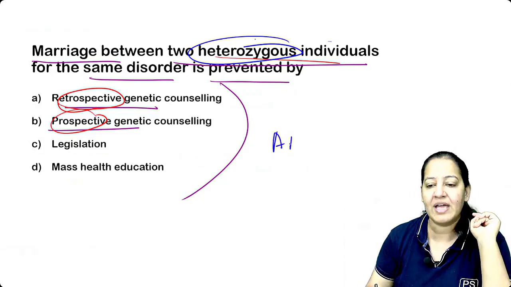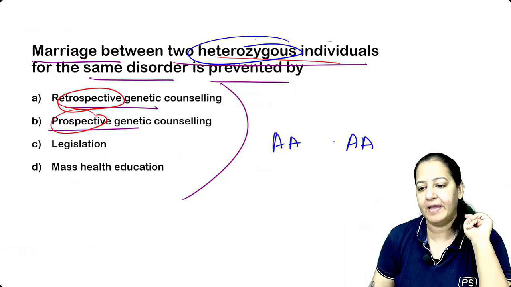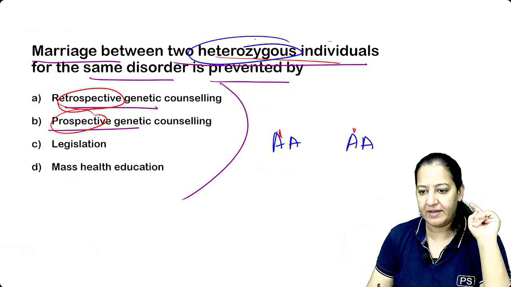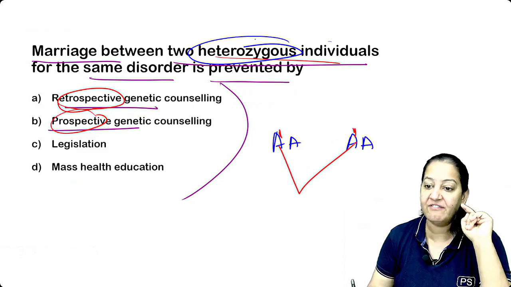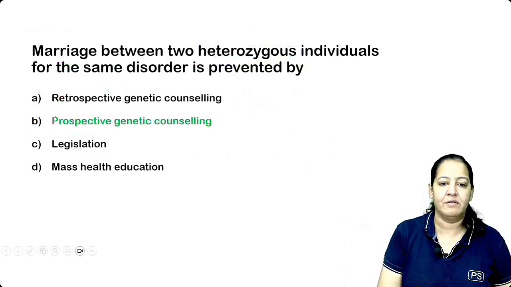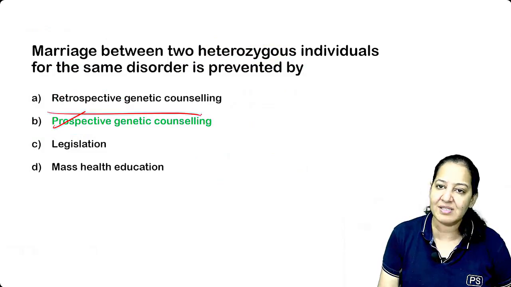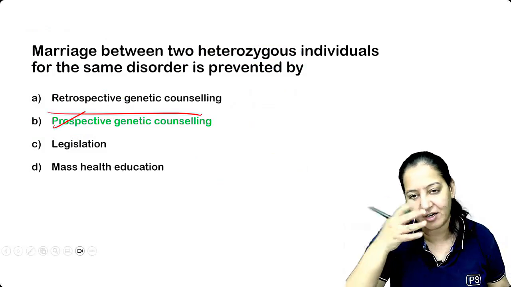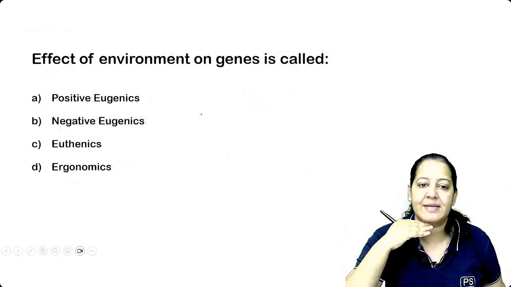Both are like this, AA, but this is a defective A. If they marry together, the child will be major. So we want prospective counseling. Retrospective means once the female conceives and pregnancies occur, we cannot change it. Okay, so that is the thing.